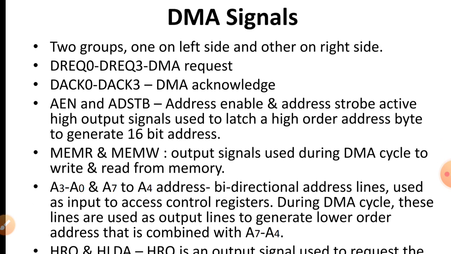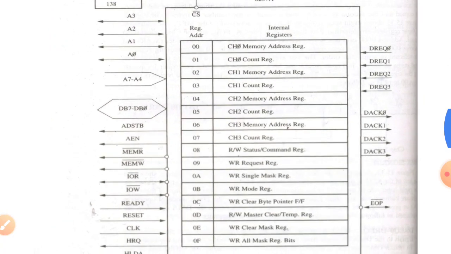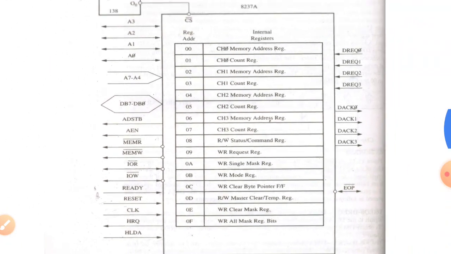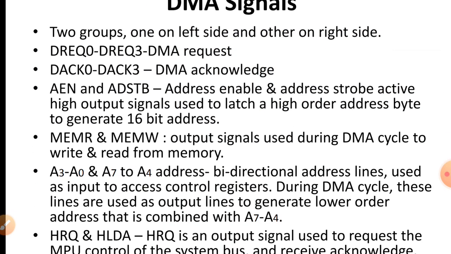Now, we have 2 more signals, MEMR and MEMW. Let us see where they are. If the input peripheral devices are working in input output mapped input output mode, then these two signals are connected with IOR and IOW. But if the input output devices are working in memory mapped input output, then the MEMR and MEMW signals are connected to the MEMR signal and MEMW signal of the microprocessor.